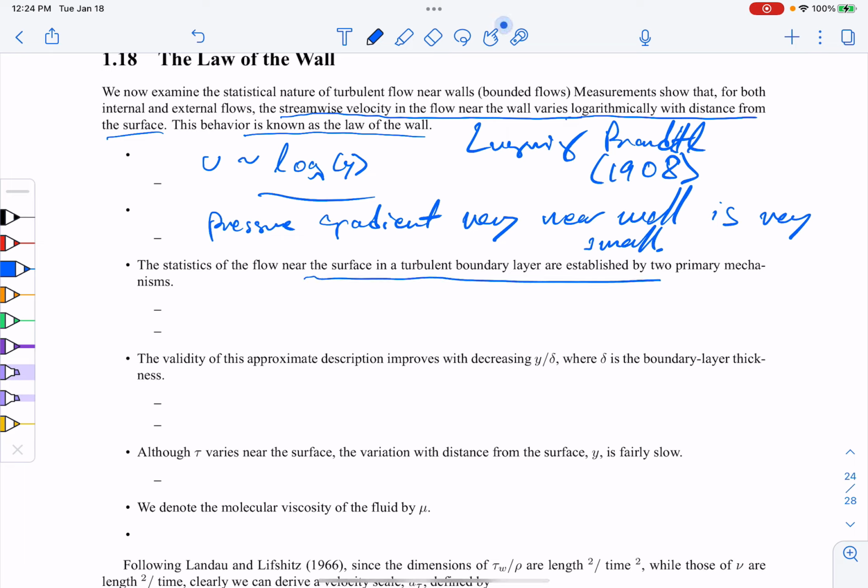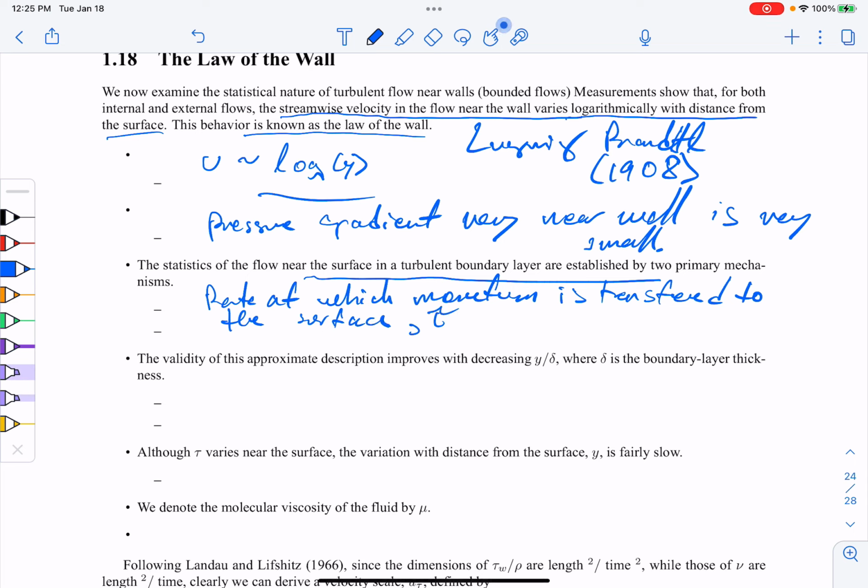Okay. I note that near the wall, the turbulent boundary layer is going to be established by two mechanisms, just like in homogeneous isotropic turbulence, where you have viscosity and dissipation. Here we might have a rate at which momentum is transferred to the surface, and we'll call it the shear stress tau. And the second is the molecular diffusion of momentum. And these are the two main forces, or physical phenomena, that we really need to think about. And this is also what Prandtl postulated in 1908 to form his theory.